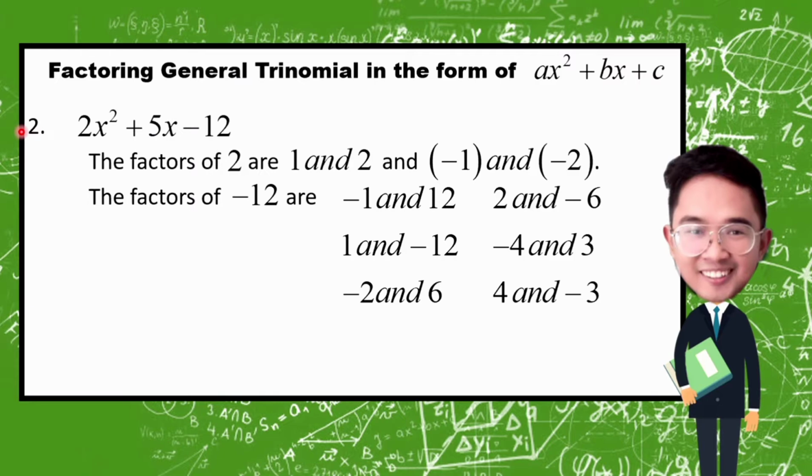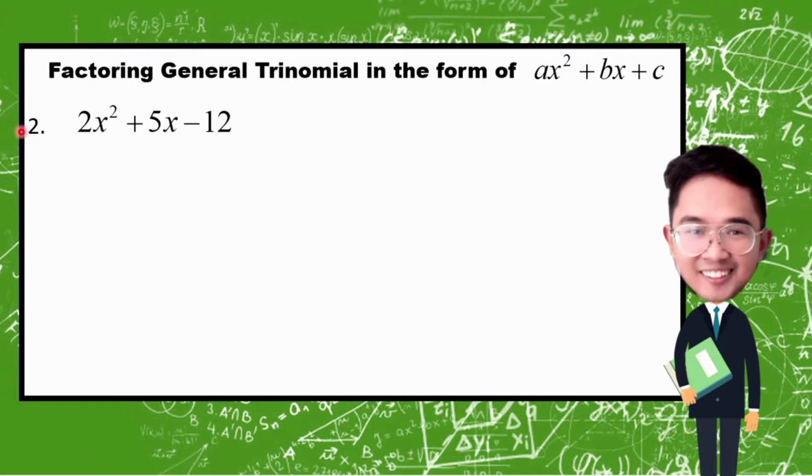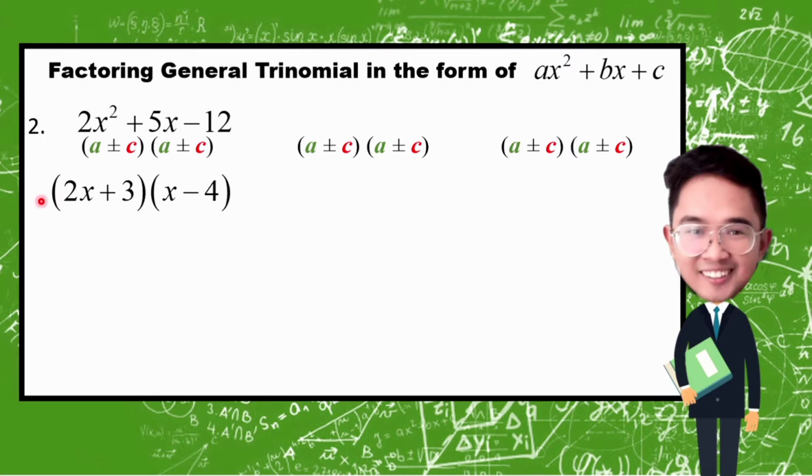If we are going to multiply those factors, that is equal to negative 12. Since the sign of the last term of the trinomial is negative, the sign of the second term must be positive and negative. These are the possible factors of the given. But before that, always remember that A are the factors of your first term and C are the factors of your last term. We need to use all the factors that we had.